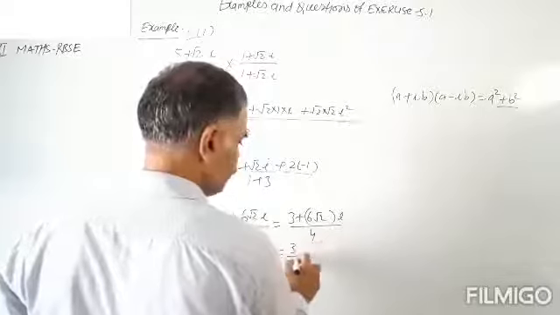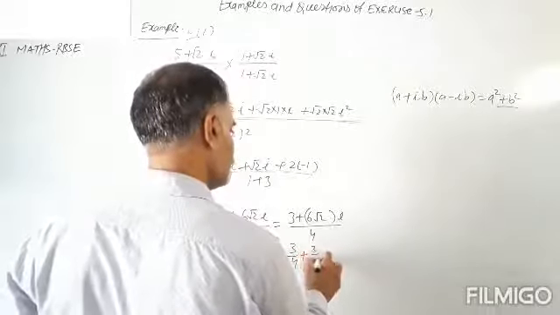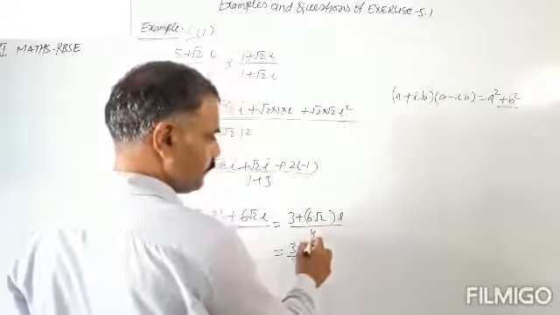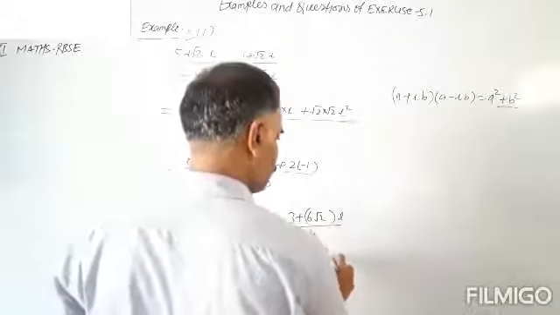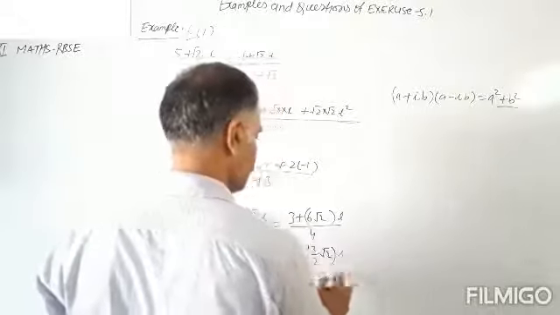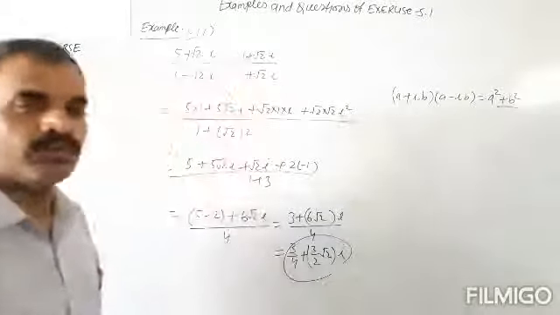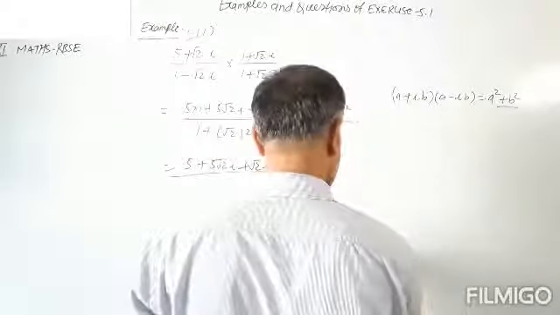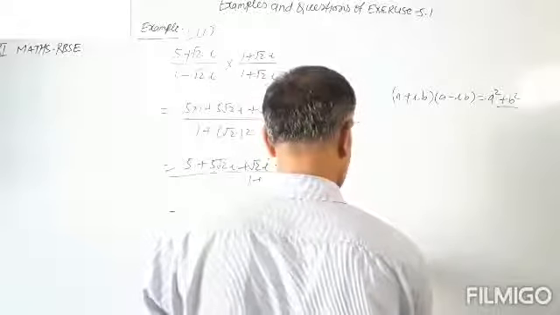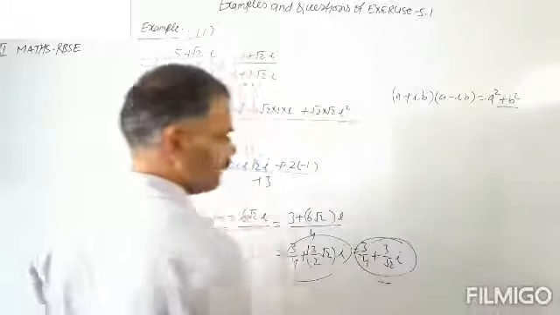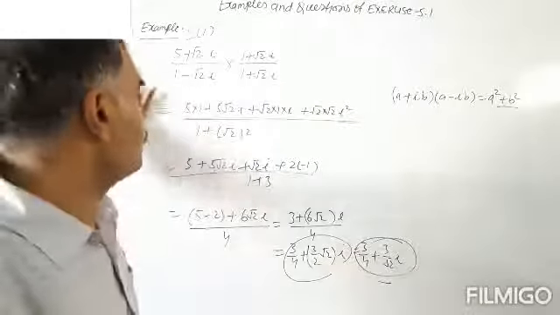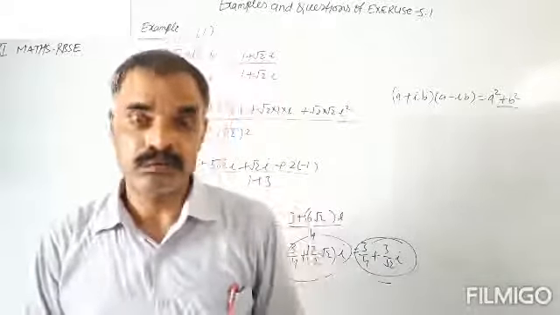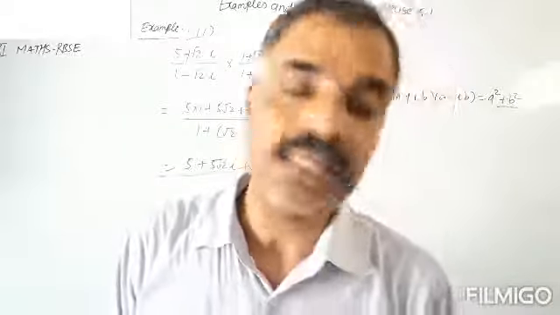So this equals 3 upon 3 plus 6 upon 3, that is 2 under root 2 into iota. This is the standard form of the given complex number. So this was the first part of example number 6. Now the next part, we will take the next part also.